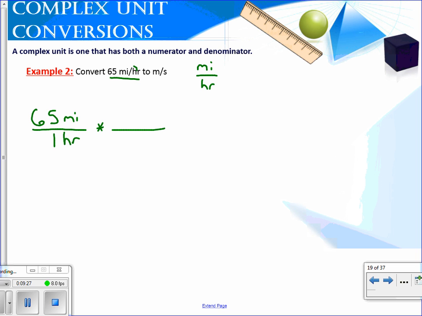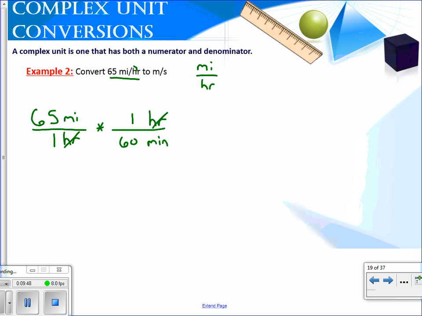I'll start this one by getting rid of the bottom unit first. We want to go between hours and seconds. So when we look at this, we can say, okay, 1 hour. We want to go from hours to seconds. We can go from hour to minutes. 1 hour equals 60 minutes.